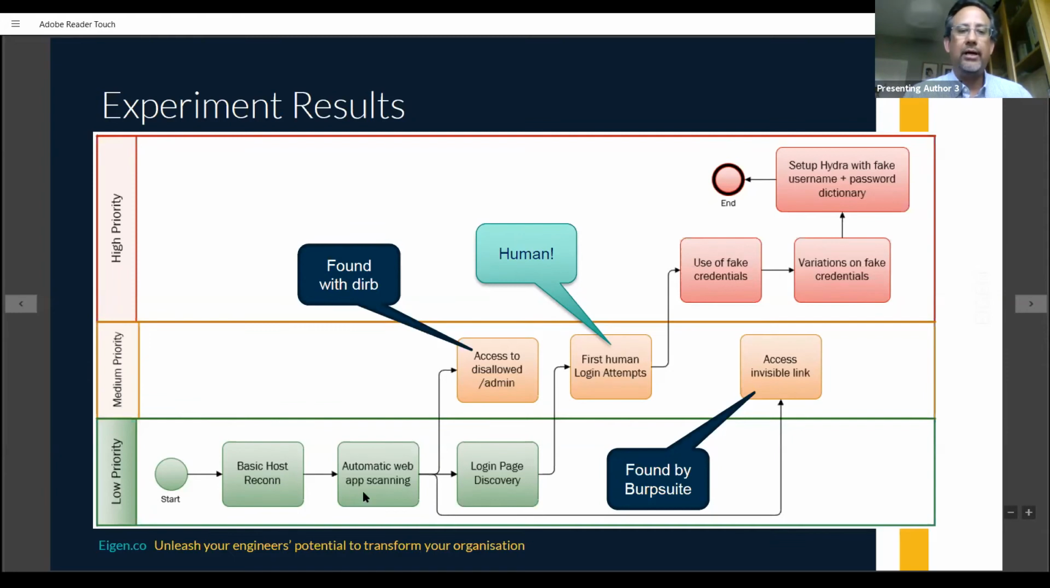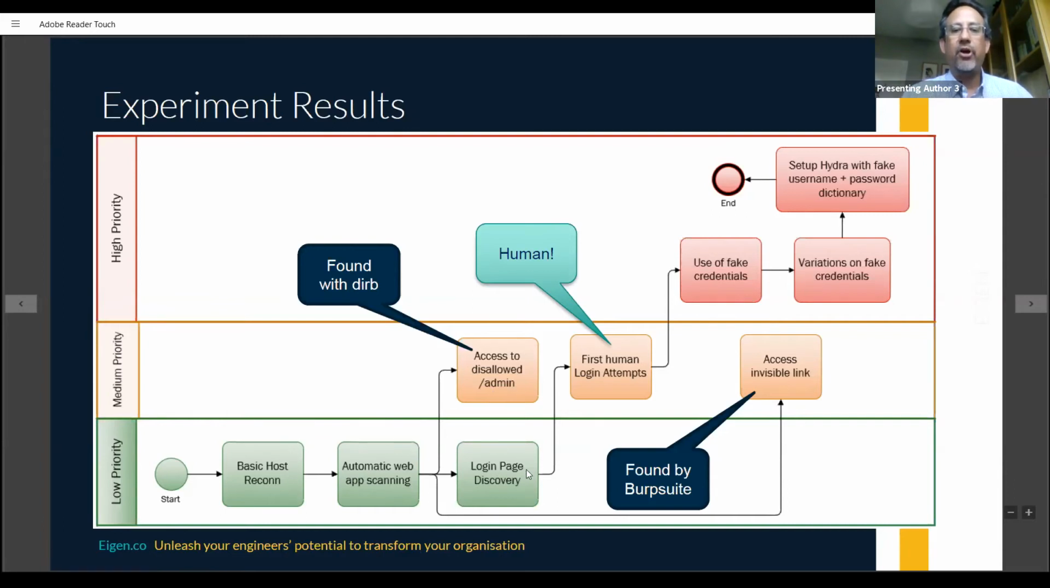From that, the attacker moved into automatic web app scanning tools and finally discovered the login page. At this point, we move into medium priority. The /admin folder was discovered quite quickly, and this was discovered by a tool called DIRB. We'll talk about that later.